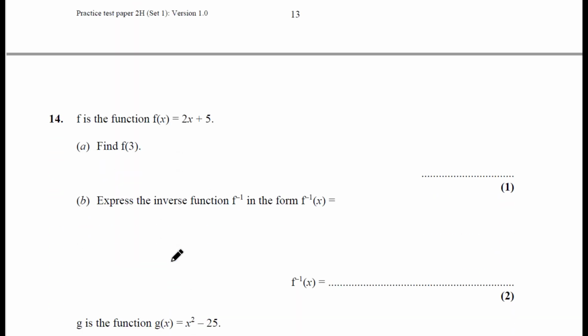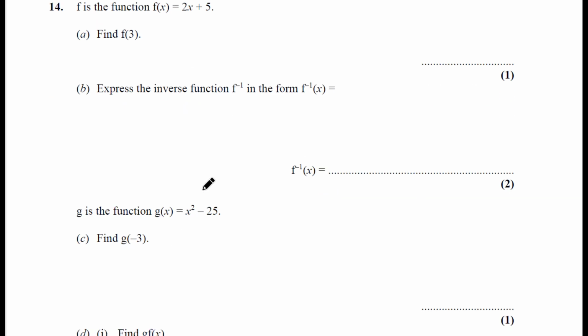Question 14 is functions. So this is quite straightforward. F is a function, f of x equals 2x plus 5. So f of 3 just means we substitute. Can you see the 3 is swapped with the x? So we just substitute 3 for x here. That's 2 times 3 plus 5 equals 11. An easy 1 mark for a question towards the end.